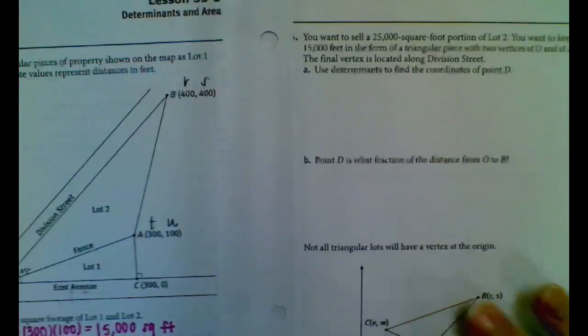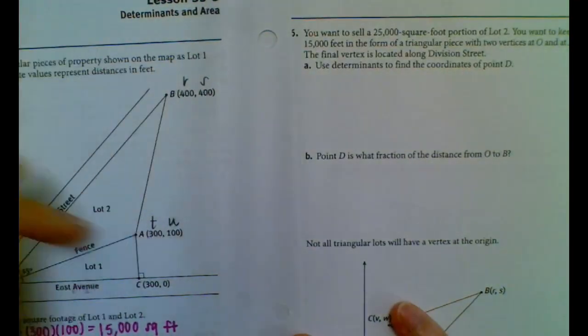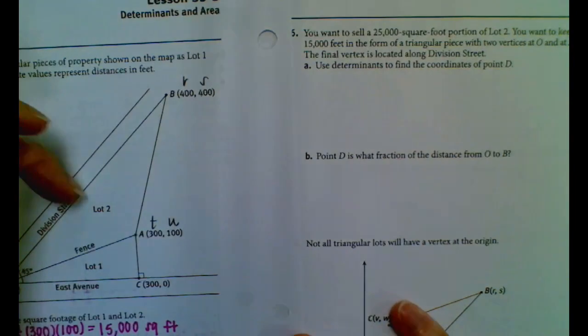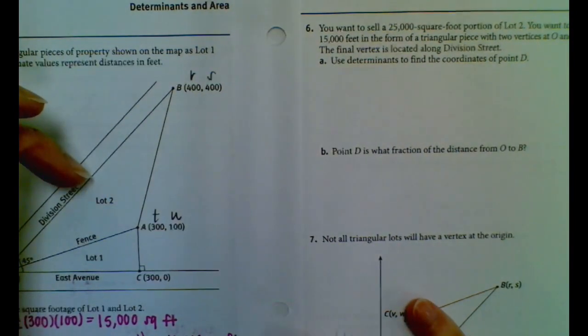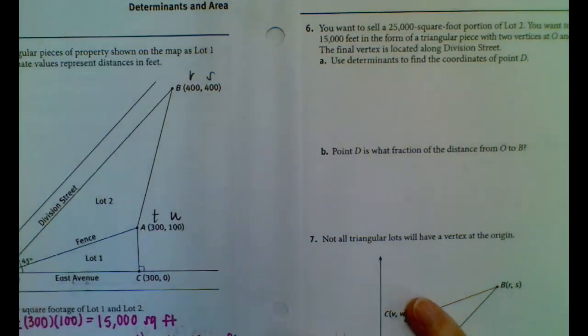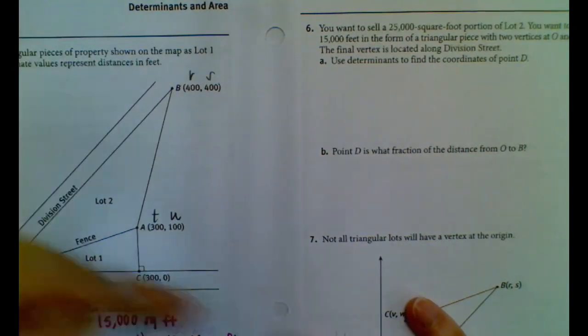So we're going to cut off lot 2 somewhere in like this little area right here. So we're going to use the determinants to find the coordinates of point D. So somewhere along here, point D will occur.